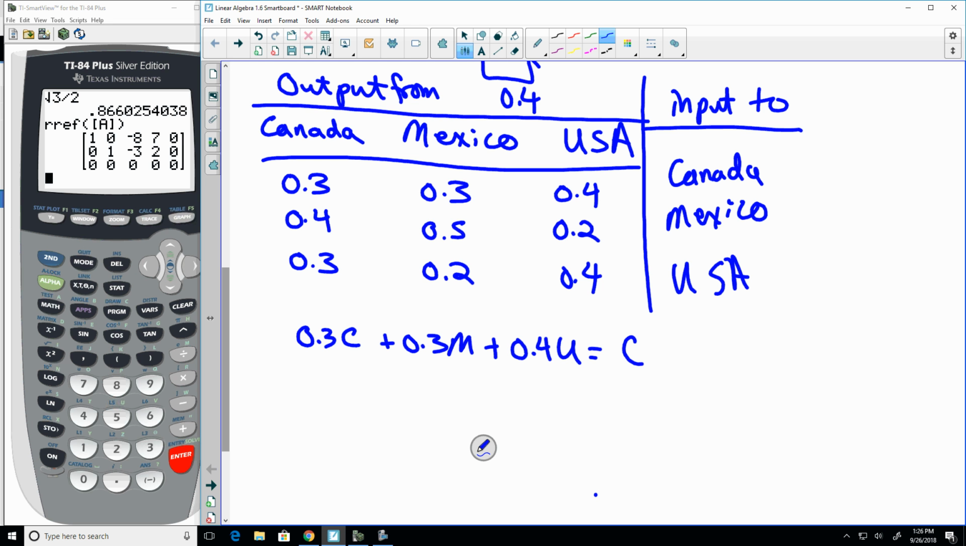So Mexico's sending 30% to Canada, and USA's sending 40% to Canada. This is Canada's total. I would have thought it would have been like 30% of that total too. They're keeping 30% of their own, and then this is what they're getting from the other countries. Yeah. So these are input equations, and the variables are the outputs, which is what we want to find. I think I said that wrong a minute ago. We're given USA's output. We want the others, and the variables are the outputs for each.